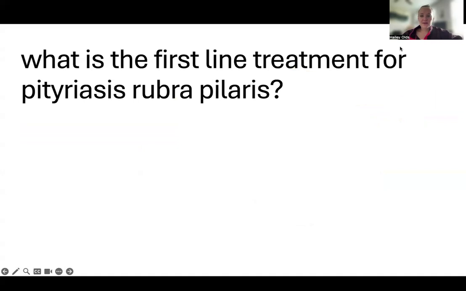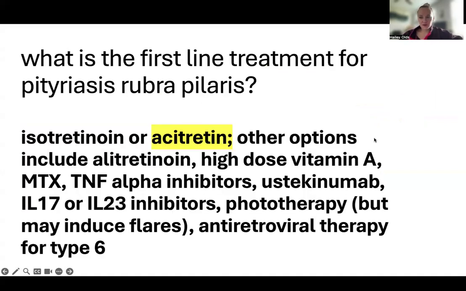What is the first line treatment for PRP? So oral retinoids, so isotretinoin or acitretin. There are some other options. People are trying to use biologics for this and phototherapy, but that can also cause flares. If you have type 6, the one that's associated with HIV, antiretroviral therapy may help.